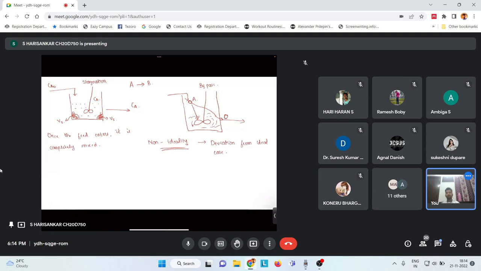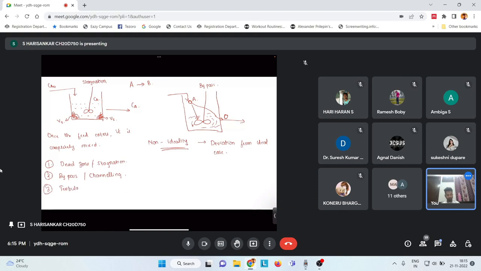So that is where this whole concept of non-ideal reactors and non-ideality occurs. Some of the reasons for non-ideality can be dead zones or stagnation, then something called bypass, or you can even say channeling, and another thing is turbulence.